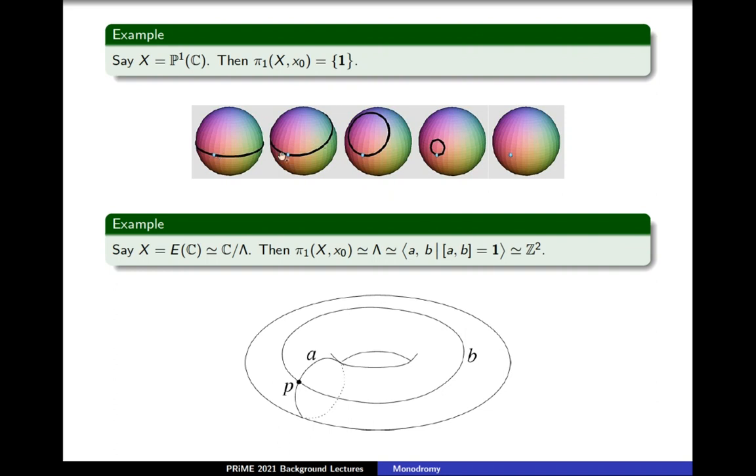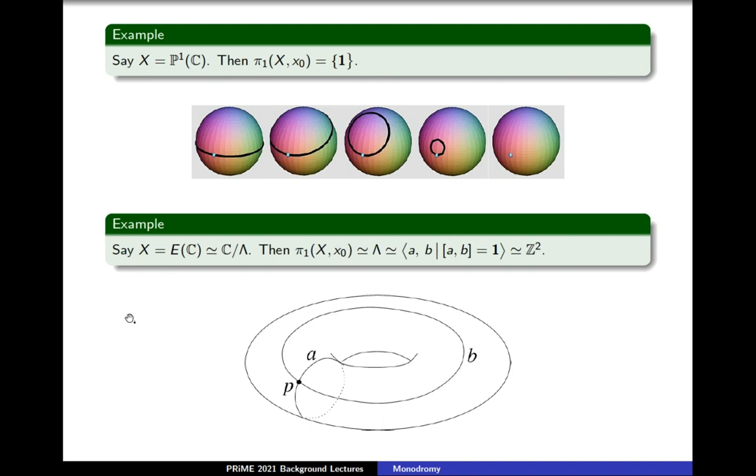We have our loop, and if we continuously deform it, we see that we can stretch it over the top of the sphere and then shrink this circle smaller and smaller until we get just a point. So what this diagram shows is that this loop drawn around the equator is contractible, so it can be homotoped to a point. And the claim is that, in fact, any loop on the sphere can be contracted to a point. So the fundamental group of the sphere is the trivial group.